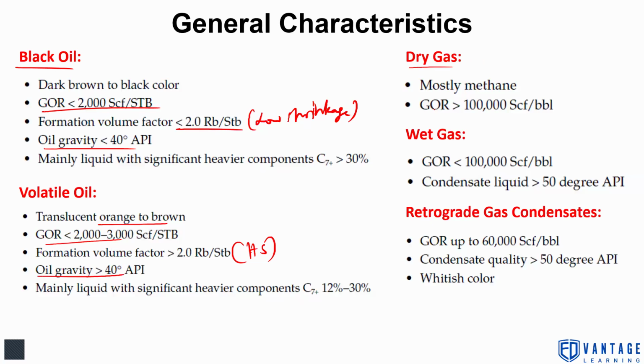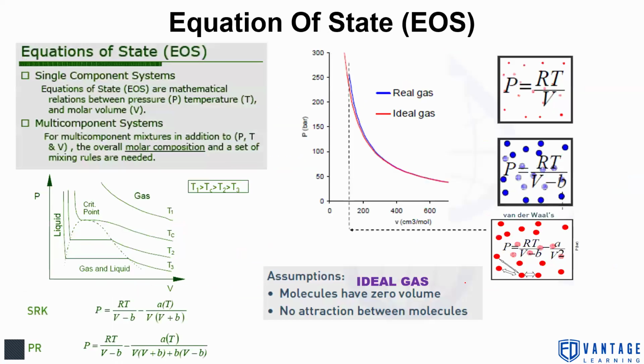Dry gas has high GOR. It is mostly methane, C1, and it has high GOR, more than 1 lakh SCF per barrel. Wet gas has less GOR as compared to dry gas, and the liquid API of condensate is more than 50-degree API. And retrograde gas condensate, GOR reaches up to 6000 SCF per STB, and the quality is more than 50-degree API, and it is whitish in color, the gas condensate, the condensate.